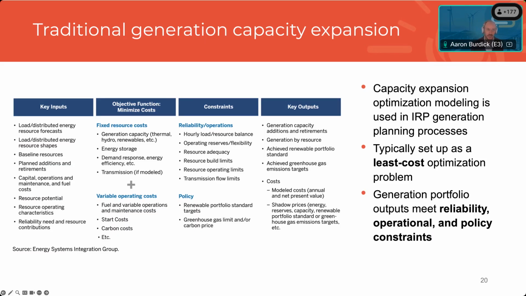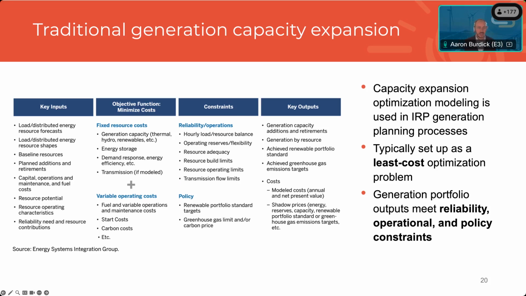The optimization itself is typically a cost minimization of fixed plus variable costs, and that is subject to a variety of constraints that can be categorized into reliability and policy buckets. And then the outputs of that optimization are the generation capacity additions and retirements by year, what the generation by resource looks like, what the achievement relative to those policy targets are, and costs, the model costs within the optimization.